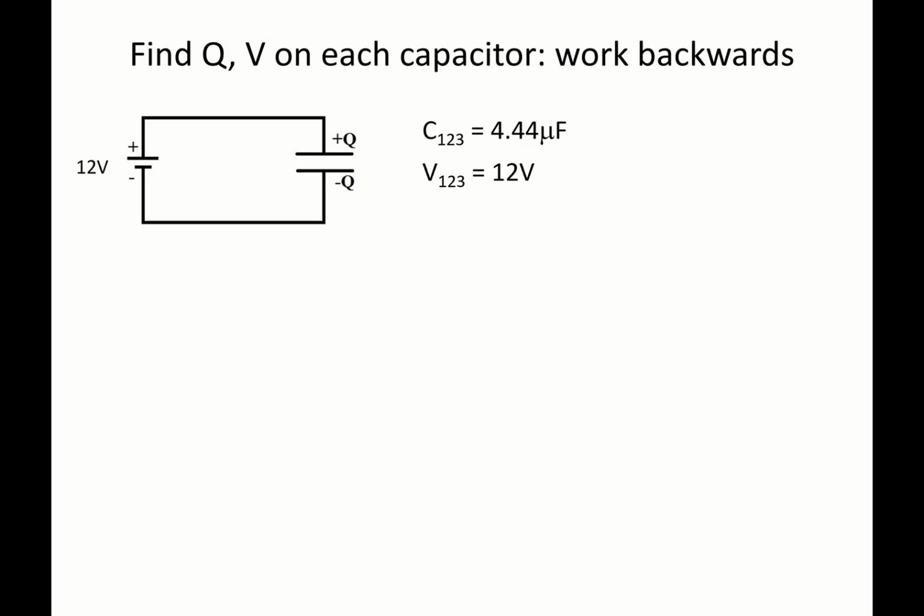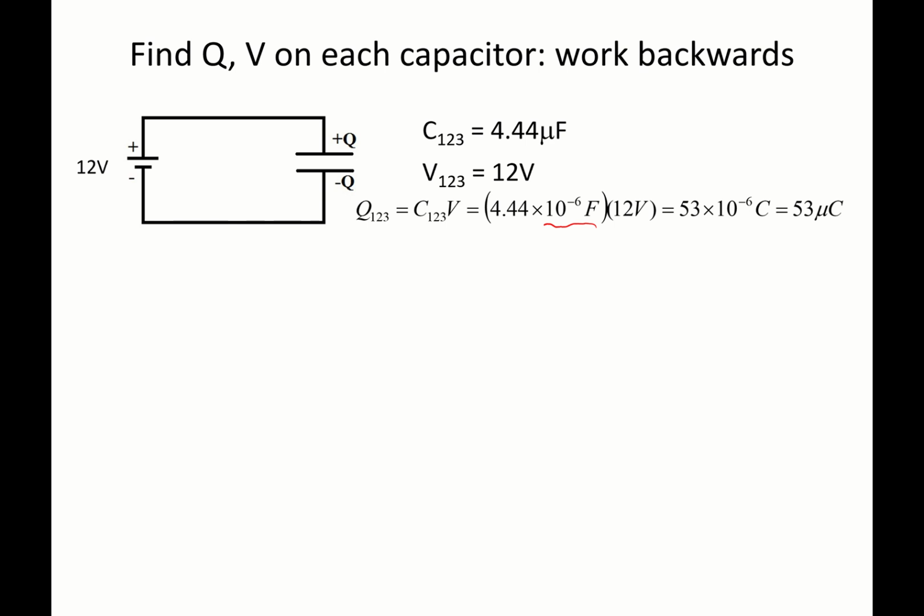All right, so now we want to work backwards. This is what we had initially. Sorry, this is our final position where we have a 12-volt battery and an equivalent capacitance of 4.44 microfarads. What's the charge on that equivalent capacitor? Well, Q equals C times V, so I just multiply them. So 4.44, now I have to do the times 10 to the minus 6, times 12 volts. So I get 53 times 10 to the minus 6 coulombs, or 53 microcoulombs of charge on that capacitor.